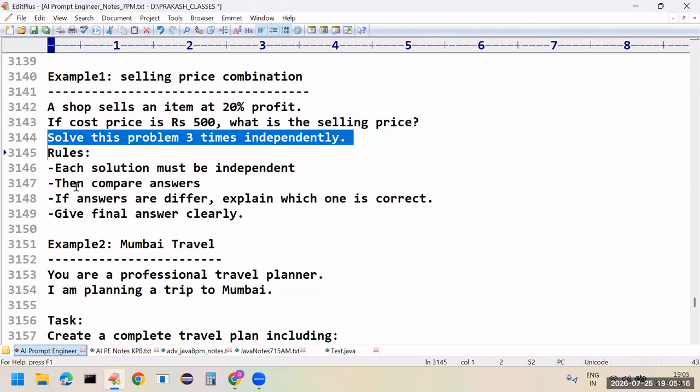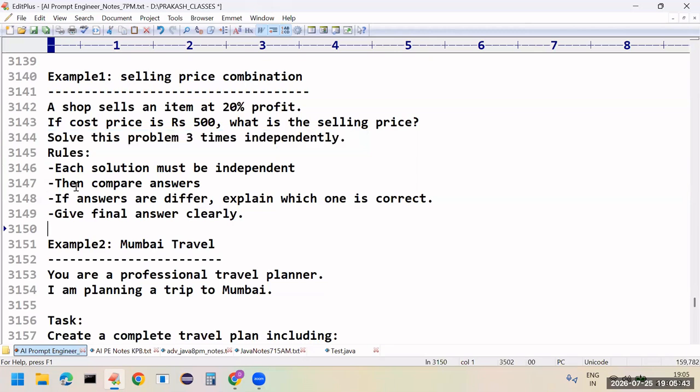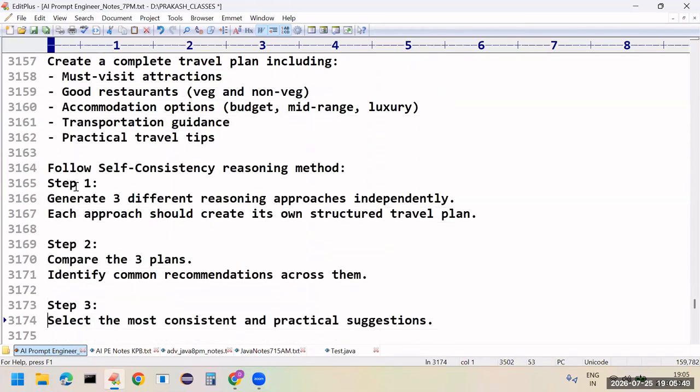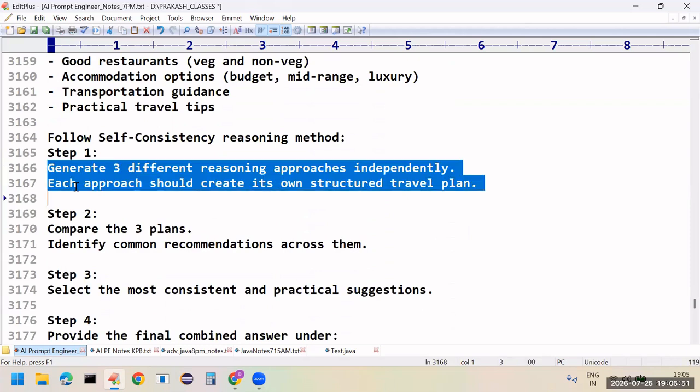Sir, is it taking the previous chat conversation and automatically considering it as self-consistency? No, no. We are giving it. What is the meaning of this line? Here we are giving it, but in every example, in every prompt, directly or indirectly, you have to give this. You can take any prompt. If these kinds of things are there, then only it is self-consistency. And if you take the second example, why do I say it is self-consistency? Because have you observed the first step? Generate three different reasoning approaches.